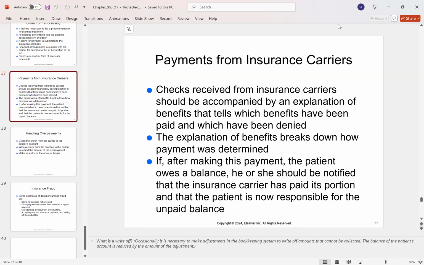Checks received from insurance carriers should be accompanied by an explanation of benefits. Typically we'll get that, and the patient will also get it. This is going to break down how the payment was determined. After making the payment, if the patient owes a balance, he or she should be notified that the insurance carrier has paid its portion, and the patient is now responsible for the unpaid balance.